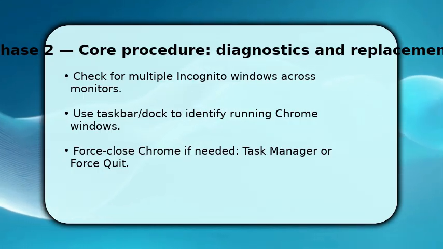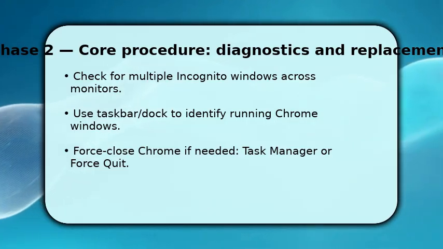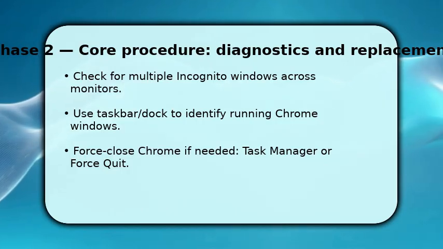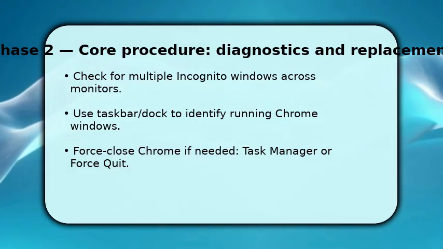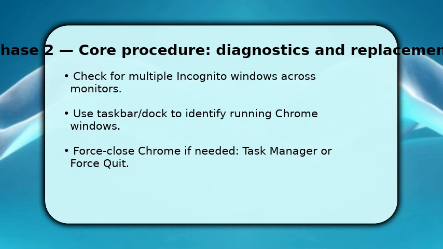If you can't find the window, right-click the Chrome icon and select the Incognito preview or Open Task Manager, Windows, or Force Quit, Mac, and close Chrome processes labeled as Incognito. Doing this ends every private window. That's the only reliable way to fully quit Incognito mode.